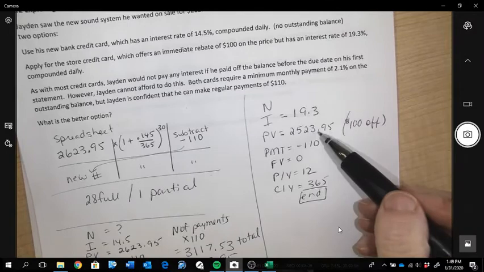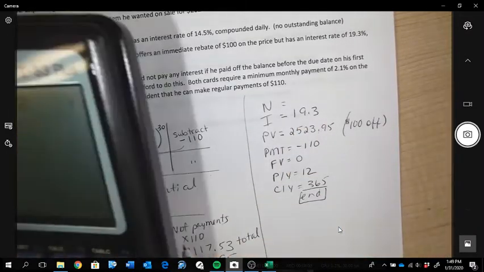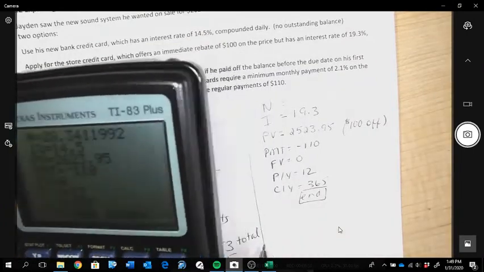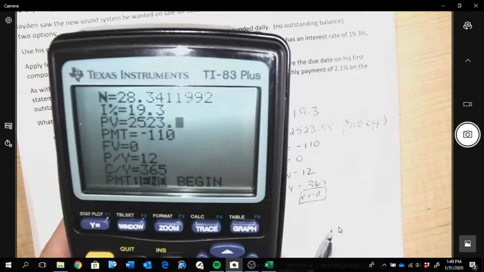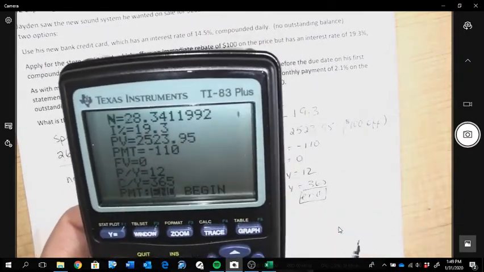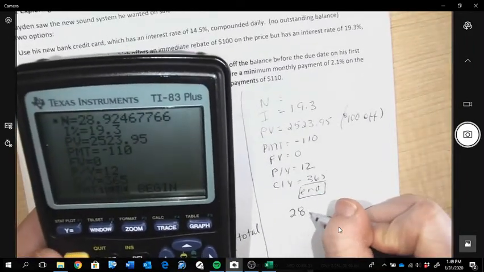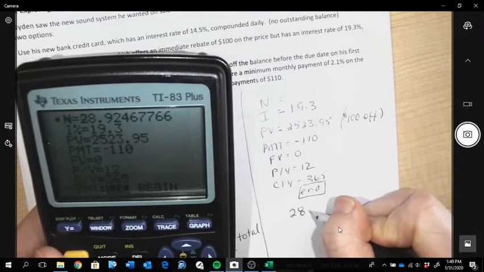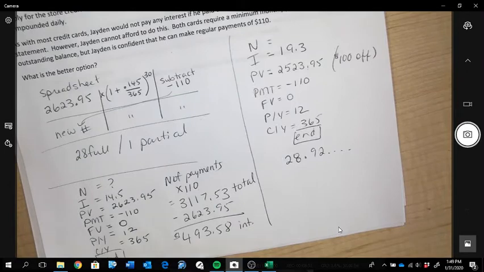So the balance is lower, but our interest is higher. Let's figure out what happens. So finance, solver. 19.3, that changes, and the present value changes. Everything else stays the same. So now our number is 28.92 payments. Okay, so we are kind of close, so let's see what happens.